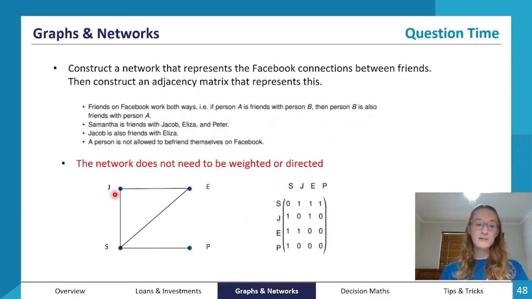So we can see that Jacob is only connected to Eliza and Samantha. So we can see there's a 1 for Samantha and Eliza, but a 0 for the other people. Eliza is connected to Jacob and Samantha, and Peter is only connected to Samantha. And we can also see that again it's symmetrical down the leading diagonal. So that's our adjacency matrix.